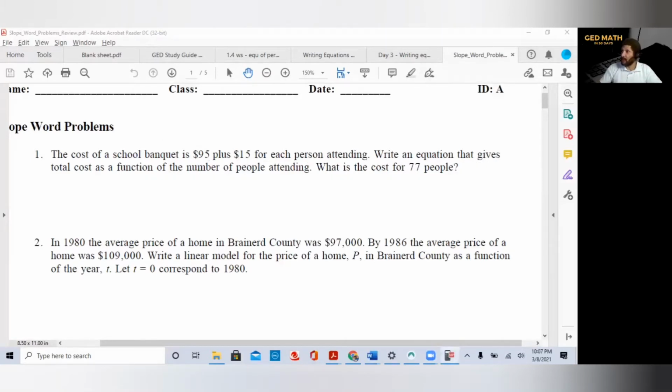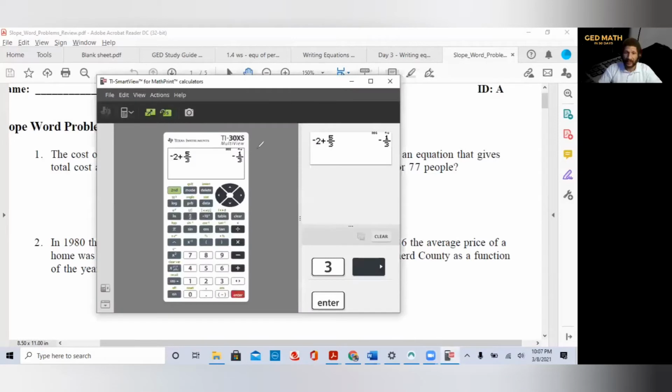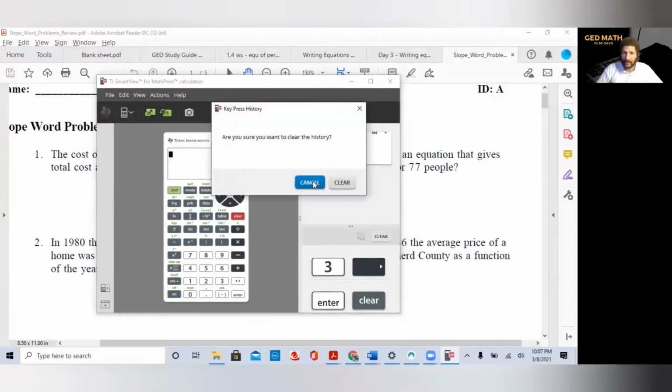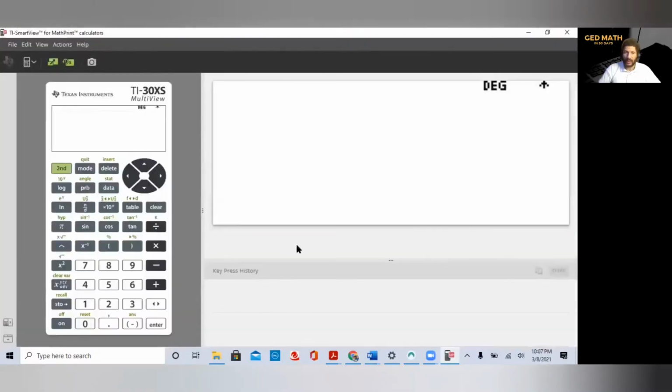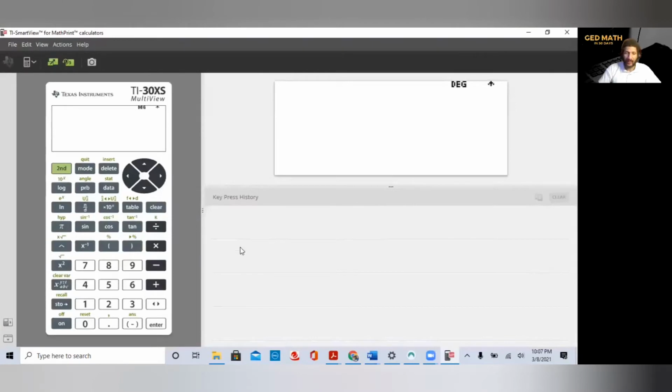And let's grab our calculator. We want to use our calculator as much as we can. So let me clear the screen. So 15x plus 95, that was our equation, y equals 15x plus 95. And we want to know the cost of 77 people.